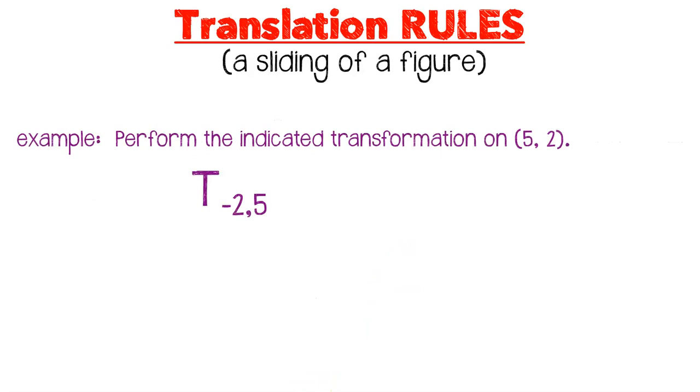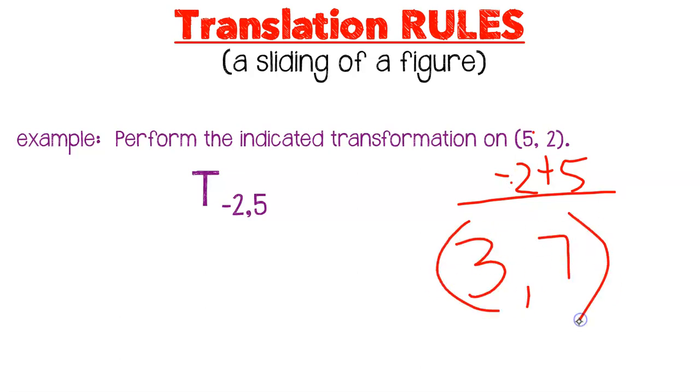Let's perform that transformation on the ordered pair 5, 2. Simply take these values and write the math underneath or do it in your head. Minus 2, positive 5. That's it.